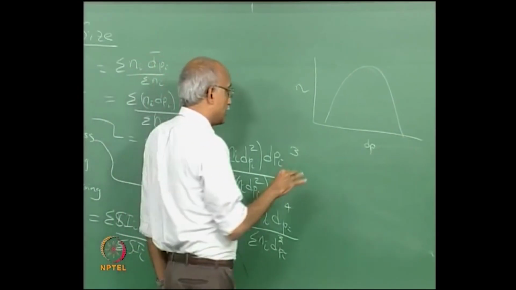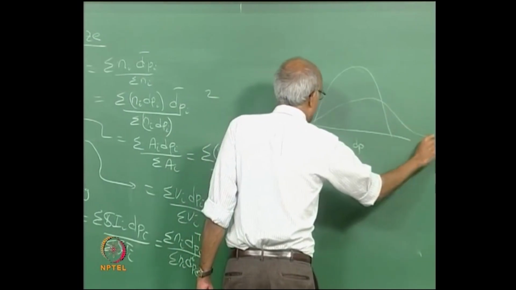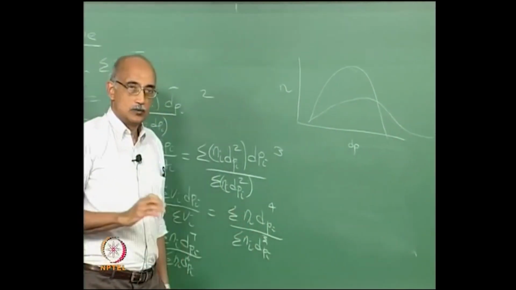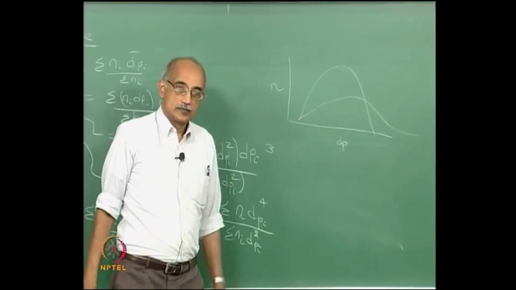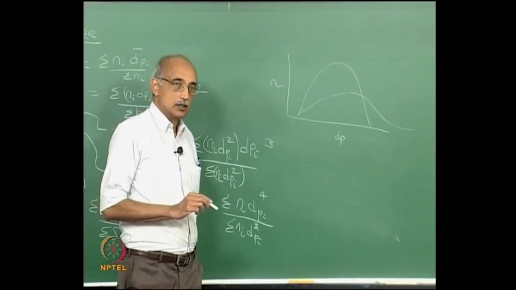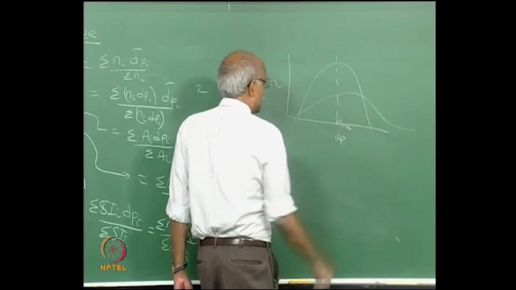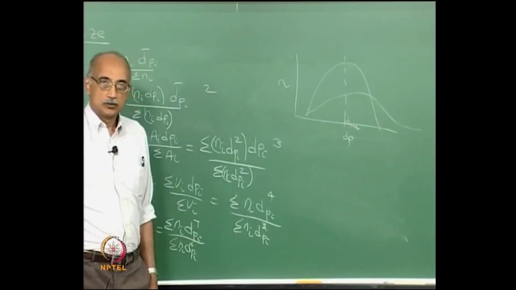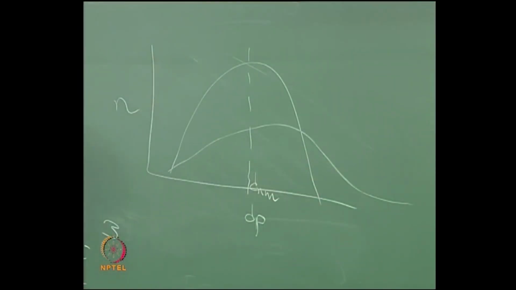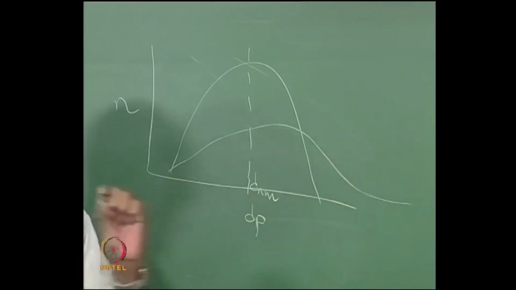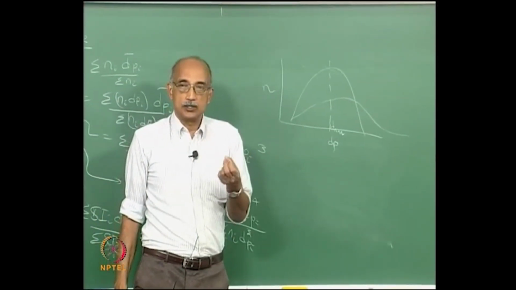And let us say that in the other case, even though the mean diameter is the same, it has a much wider tail towards the larger sizes. In this case, the number mean diameter would be here, d and m, but the area mean diameter would be where? Could be very far to the right, because these particles, even though they are smaller in number, from an area viewpoint they could be contributing quite a bit.